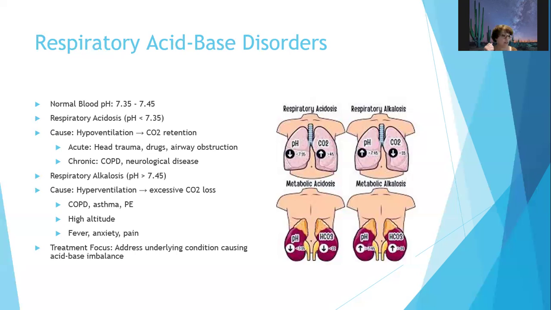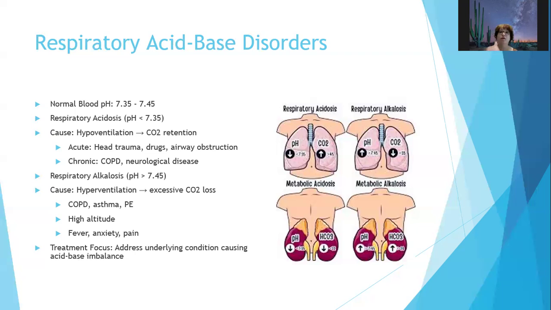Hyperthyroidism can cause hyperventilation because it increases your metabolism. And sepsis. Sepsis is never good. It can kill you. It's one of the top 10 things that can kill you. It can also be a response to living at high altitude, or a central nervous system response to fever, anxiety, pain, or trauma. So, lots of different things can cause hyperventilation, which can then cause respiratory alkalosis. For both respiratory alkalosis and acidosis, it requires treatment of the primary source. What's causing it? Treat that.